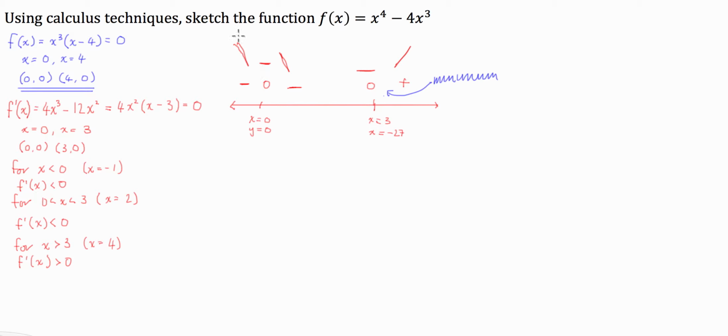And this point here, because it goes negative, 0, negative, is going to be a point of inflection. Because you can see that it goes from negative to 0 to negative. So there's no minimum there or no maximum. It's a point of inflection, where the concavity changes shape.